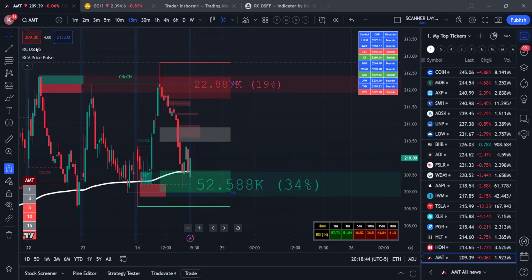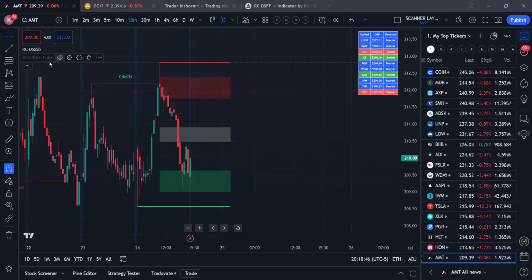So now, first thing is your scanner gave a green signal saying that this AMT is at a good price.